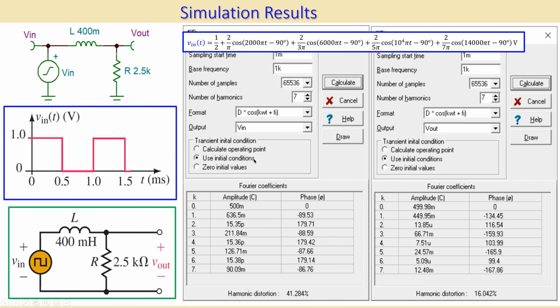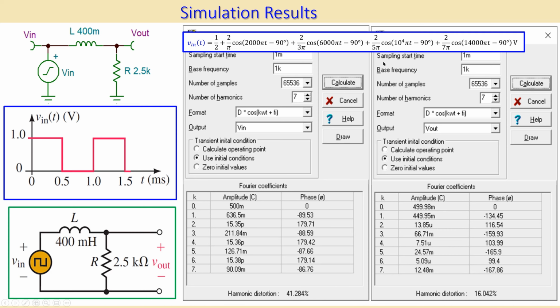So let's look at our input, which was this again. This was 2 over pi, this is this. 2 over 3 pi, this is this one. 2 over 5 pi, which is this, and 2 over 7 pi is this one. You can see also the phases, approximately minus 90 degrees each. And the total harmonic distortion, as we discussed previously, was 41.4 in our case, and this is approximately 40.13. So it's very close to what we have calculated.